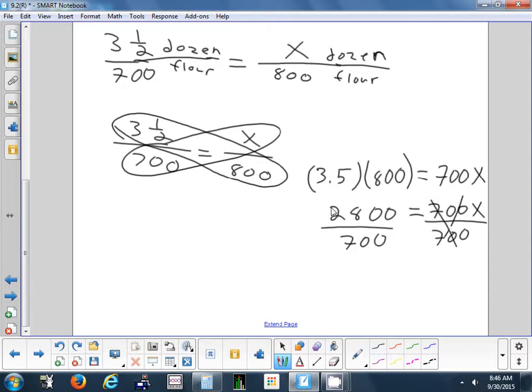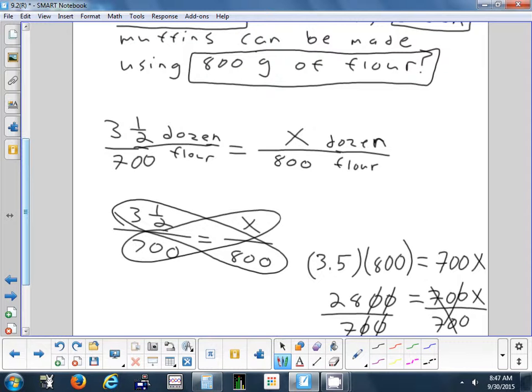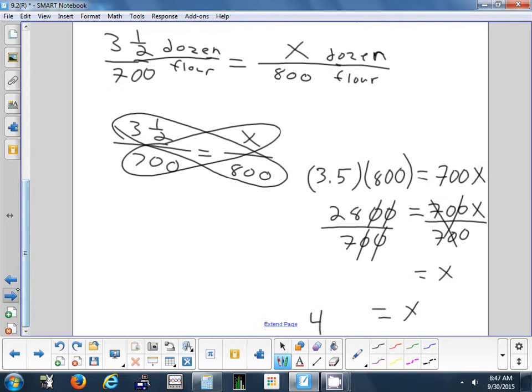Divide by 700. And we can use our calculator, but does anybody know what that comes out to? Give you a hint. If you got a 0 in the top and bottom, you can cross it off. Top and bottom again, so really it's 28 divided by 7. I think it's going to come out nice. Yeah? 4. So x equals 4. Now, what was x? What should be our label here? Dozen. X dozen. Okay, now we know it's 4. So anytime you solve a word problem, always go back, make sure you put that label.